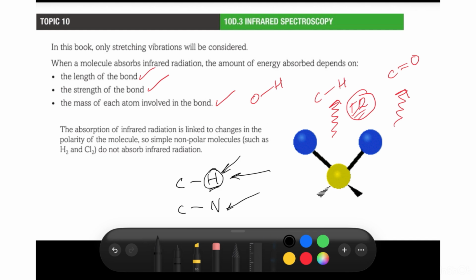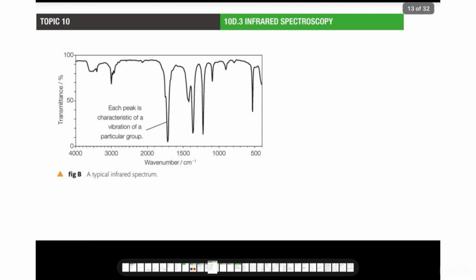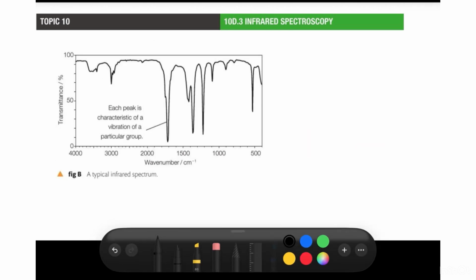Just keep in mind, if you have nonpolar molecules, especially small molecules that are nonpolar, they won't be detected by IR, since IR is not sensitive to nonpolar molecules like Cl2 and H2. Once we apply the IR to a molecule, we will end up with a graph that looks like this.